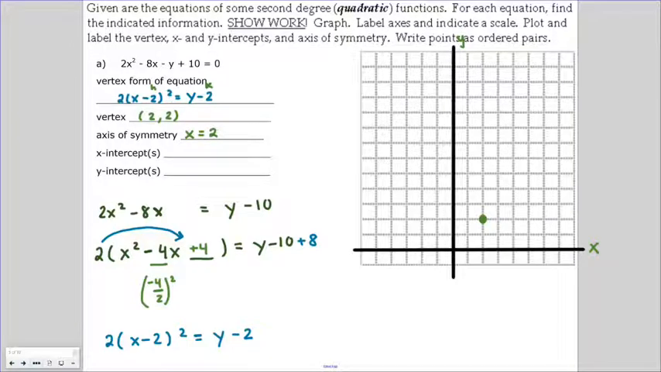If you scale by 1, you don't actually need to mark the scale. So as long as you're scaling or counting by 1 on the axes, you don't actually need to note that. If you change the scale, that's when I need to see what you're counting by there. All right, the vertex is at 2, 2.